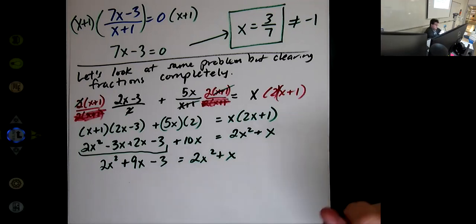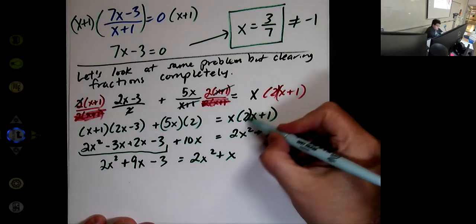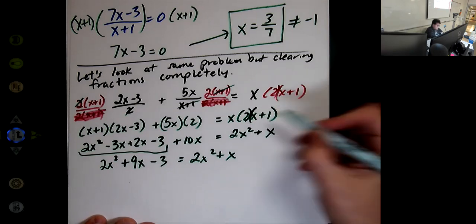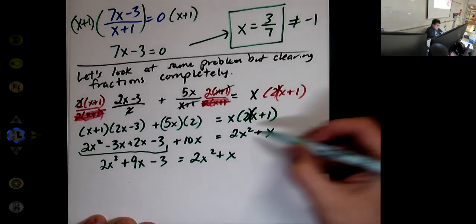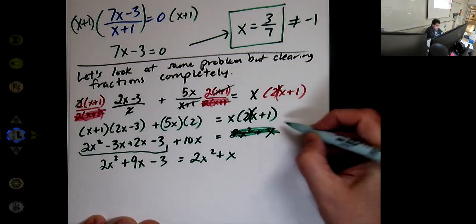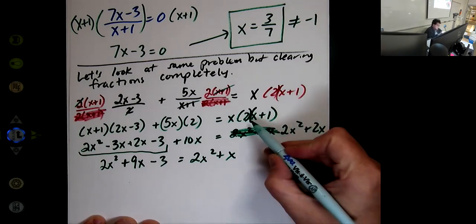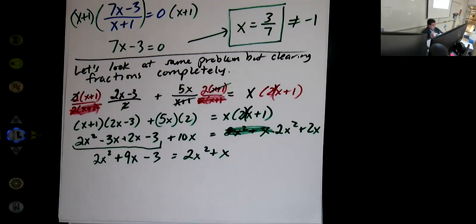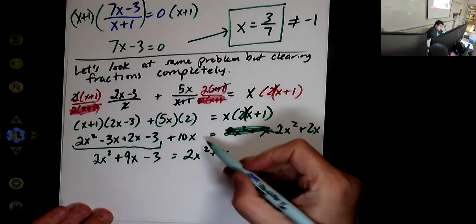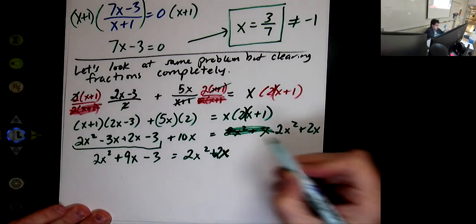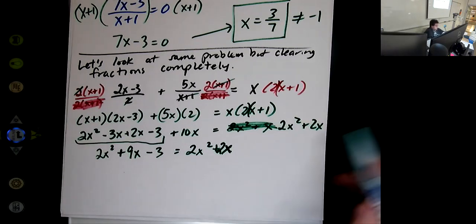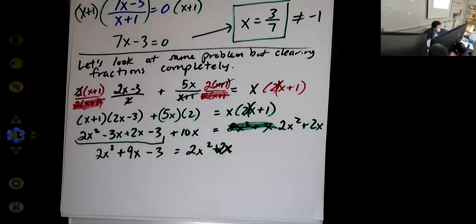Oh, sorry. That is not 2x squared plus x. That is 2x squared plus 2x. I got a little sloppy with my parentheses. I was sloppy.